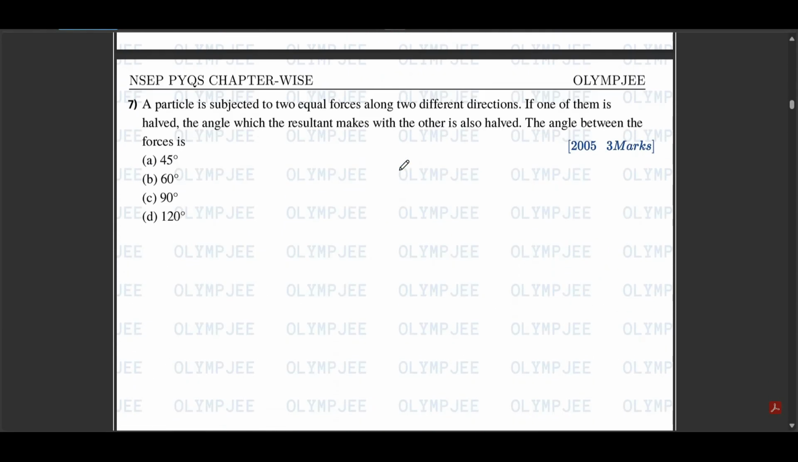So moving on to question 7, it says that a particle is subjected to two equal forces along two different directions. If one of them is halved, the angle which the resultant makes with the other is also halved. So the angle between the forces is? This is a nice question. So imagine this is the particle and one force is in this direction and one force is in this direction. And let us assume that the angle is phi.